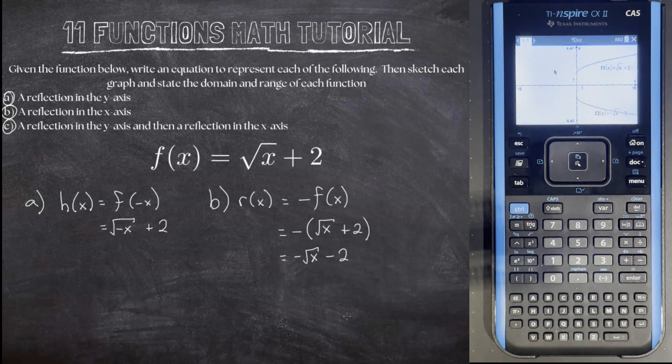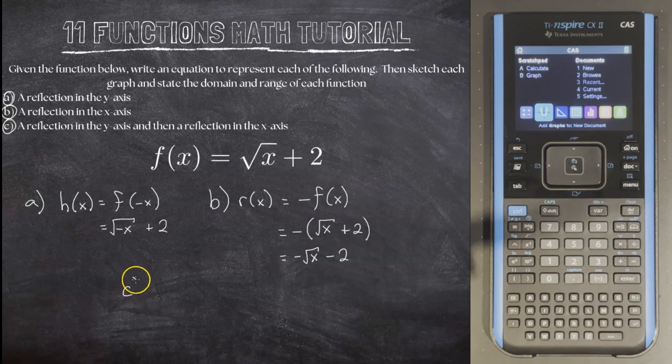Now this one, the domain is going to be the same. However, the range is different. Instead of being greater than or equal to 2, our new range is going to need to be less than or equal to negative 2.